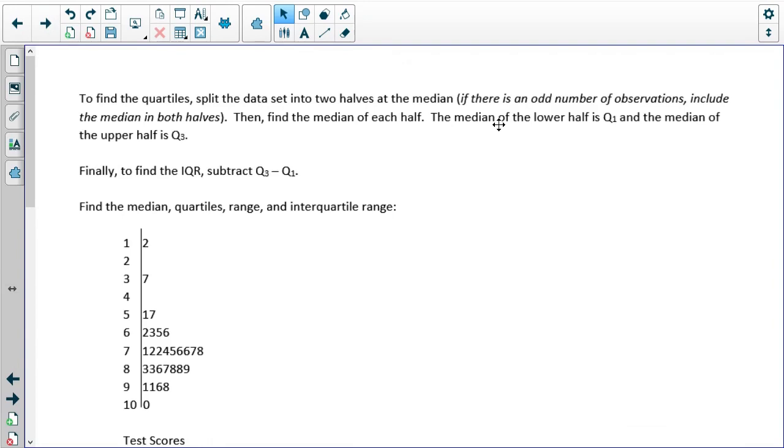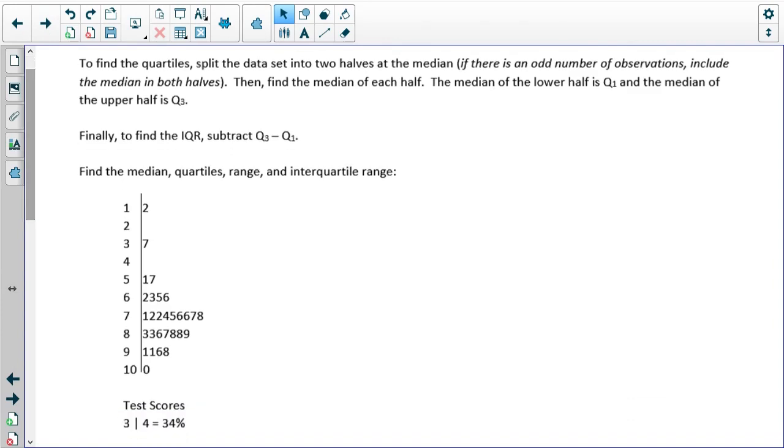And it doesn't really matter how you do it. In this worksheet, it says if there's an odd number of observations, include the median in both halves. But then, some other things, like your TI calculator, won't include the median in both halves; it'll just exclude the median altogether when you're calculating the other ones. So it doesn't really matter. And I'll show you on the TI that you might get a slightly different answer, but it's okay either way.